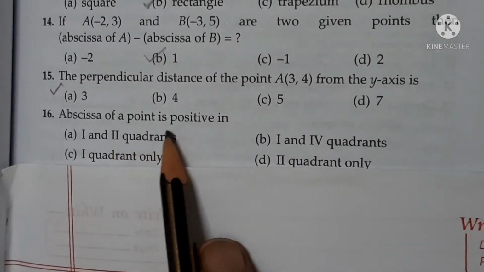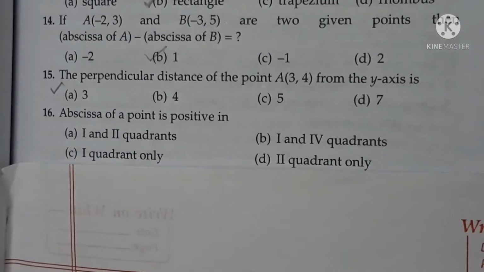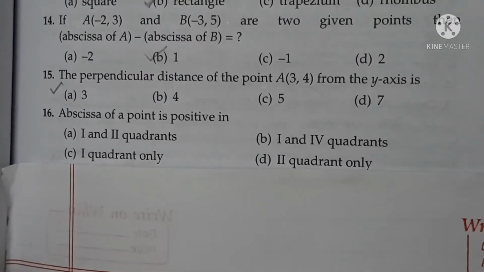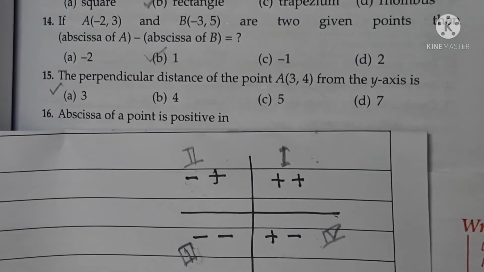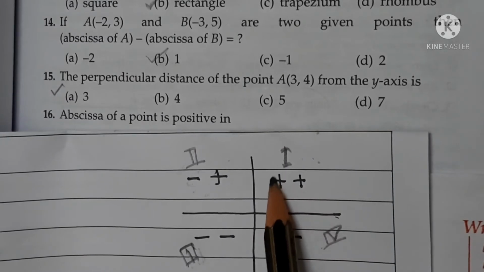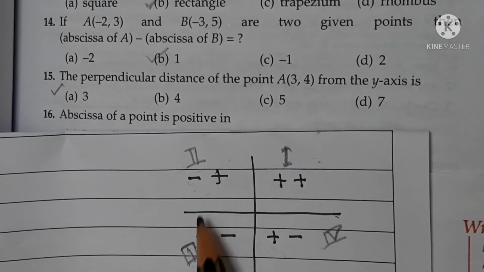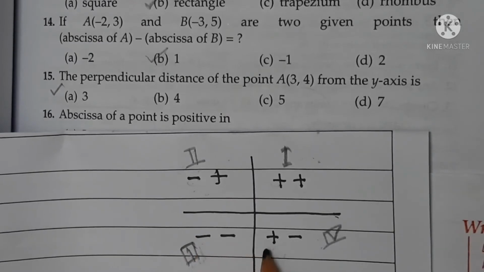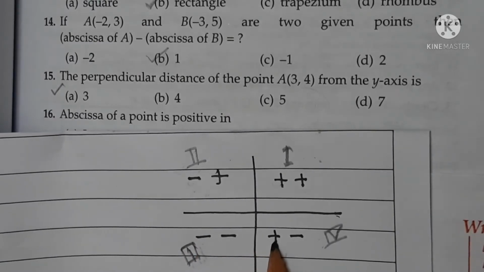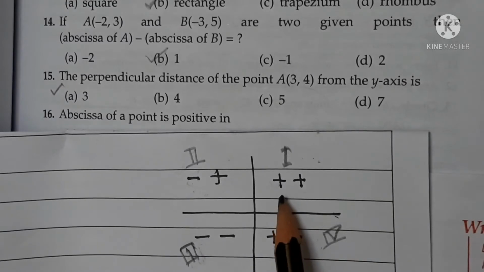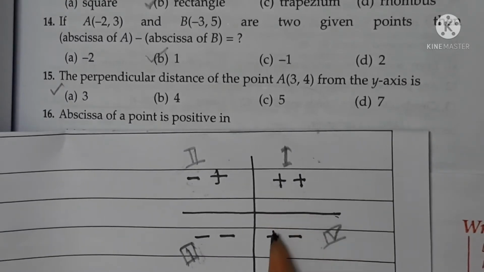Abscissa of a point is positive in, abscissa means x coordinate positive. See the quadrants, x coordinate positive. In the first quadrant, here it is minus, minus, and in the fourth quadrant. So the answer will be: abscissa is positive in the first and fourth quadrants.